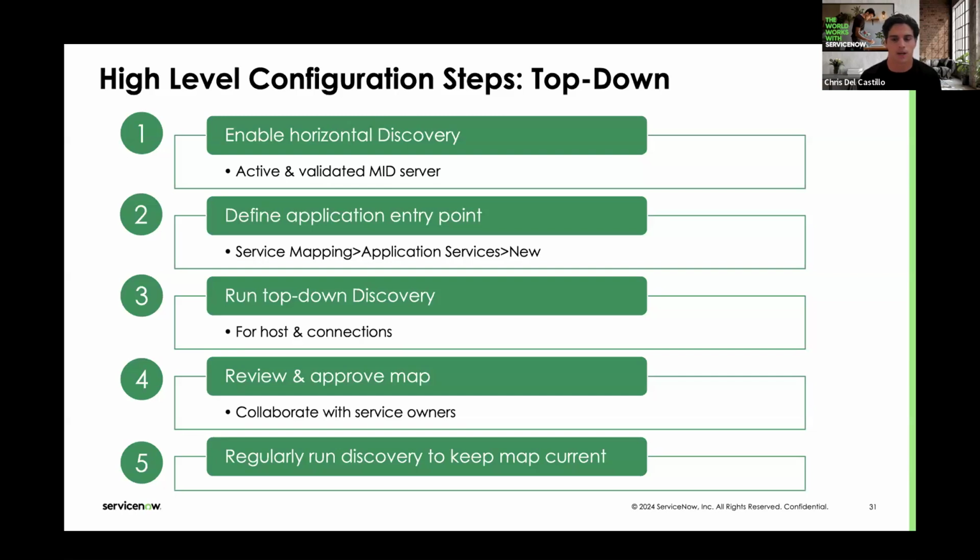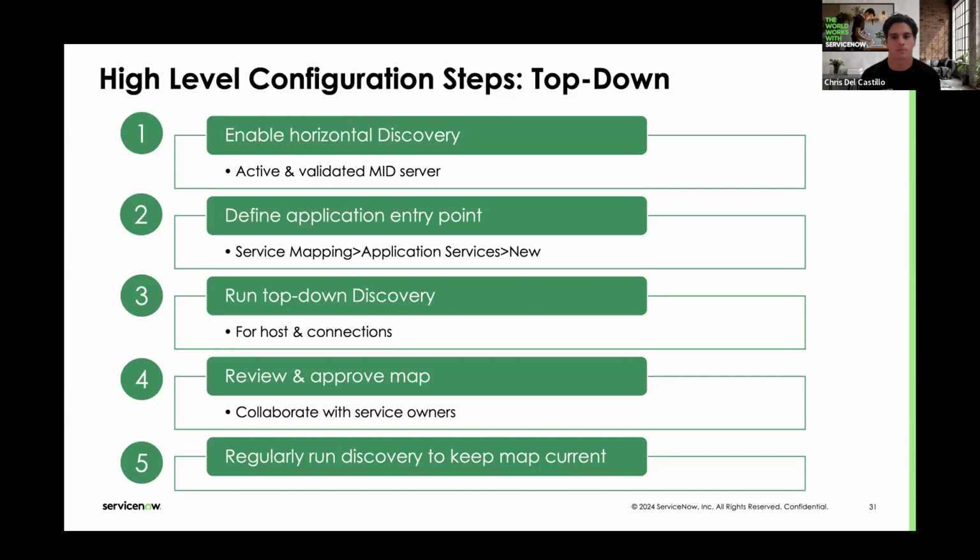Third, we want to run that top-down discovery. Starting from the entry point that we've assigned, it'll find the host details within the CMDB, and then trace any of the connected components that we have until a full service map is created. Now we can review the service maps that have been generated. We can choose to approve it within the system and provide any additional details like a product owner, a name, and a description of what the business service is.